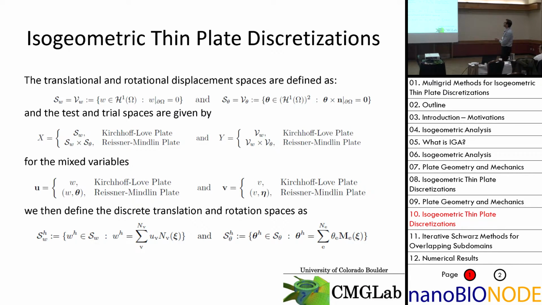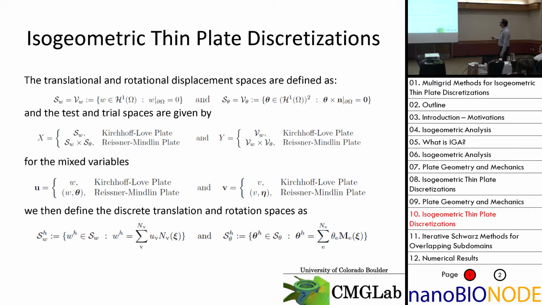So we define our translational and rotational displacement spaces. Through here we have homogeneous Dirichlet boundary conditions, which are essentially what's called a weakly clamped plate. What that means is on the boundary we cannot displace vertically and we cannot rotate along the boundary, but we still have the freedom to rotate into the center of our domain.